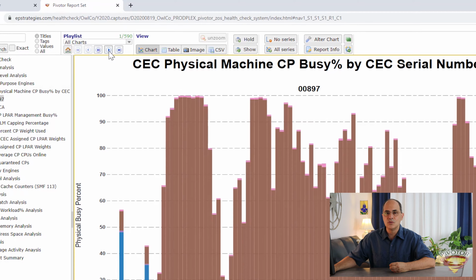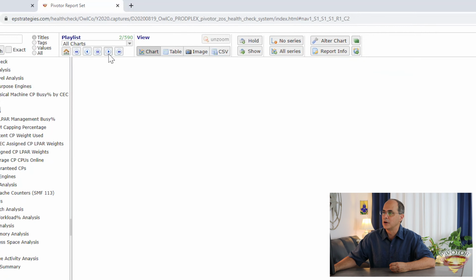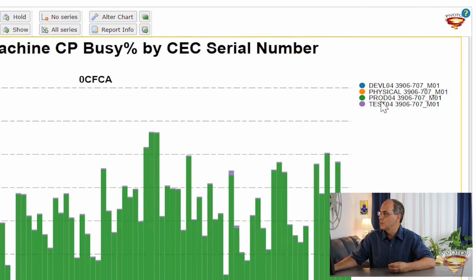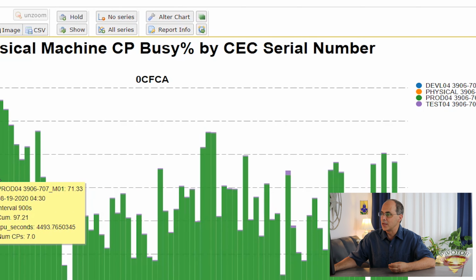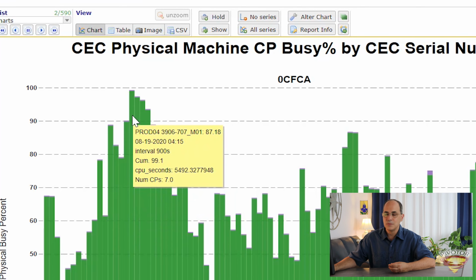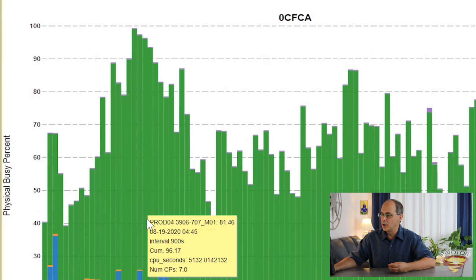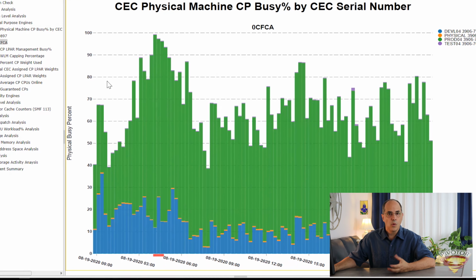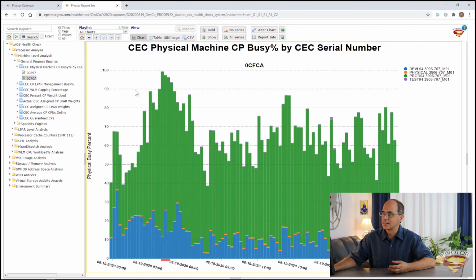If I go to the next system, I'm going to hit the play button here. This is our second system. This second system has three LPARs, test 04, prod D04, and dev L04. And we can see that the major LPARs are the prod 04 LPAR, and we can see here that the dev L4 LPAR is the busy LPAR. Once again, we see that our nighttime batch cycle is probably the most busy, and this is our daytime cycle, and this machine tends to have more available capacity on it.